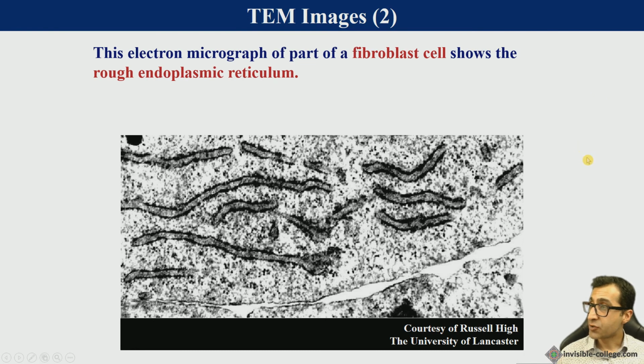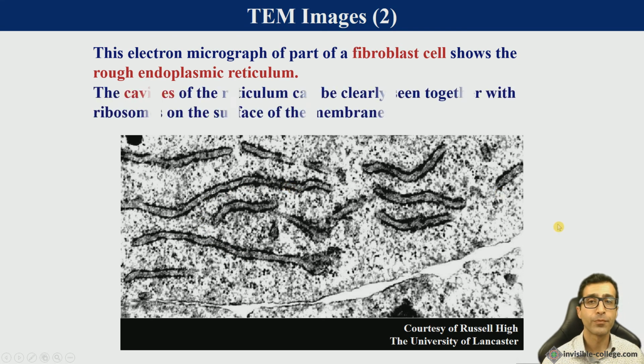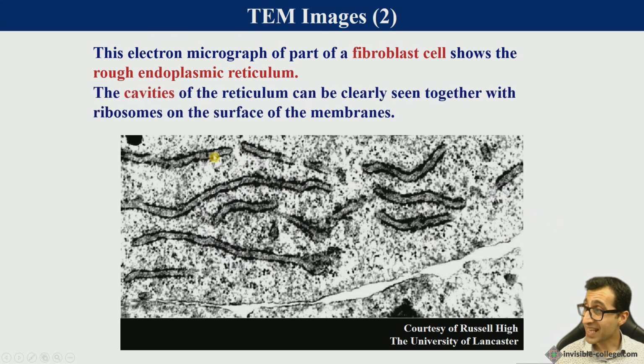So this is a transmission electron micrograph of a fibroblast cell, and this shows the detail of the rough endoplasmic reticulum, and you can even see the individual ribosomes studding the surface of the rough endoplasmic reticulum here. You can also see the cavities of the reticulum.